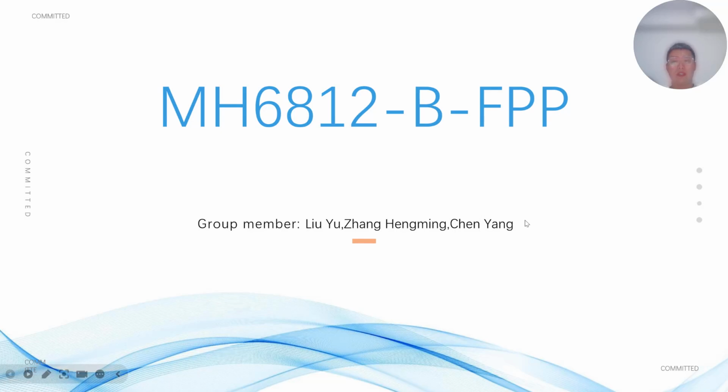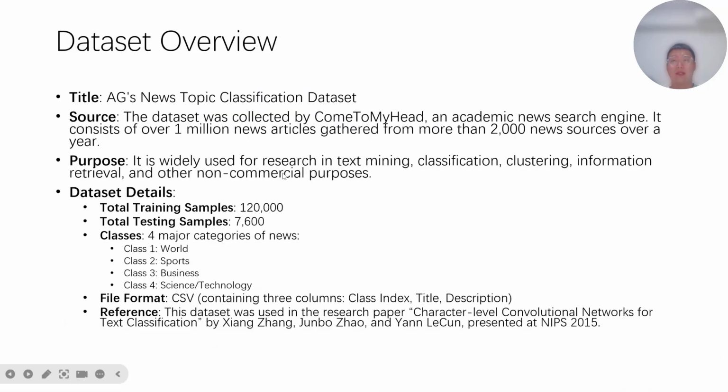Okay, let's begin with the introduction to the dataset we are working with. The title is AG's News Topic Classification Dataset, and the source dataset was collected by ComeToMyHead, an academic news search engine. It consists of over 1 million news articles gathered from more than 2,000 news sources over a year, and it's widely used for research in text mining, classification, clustering, information retrieval, and other non-commercial purposes.